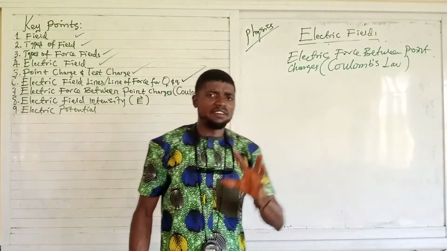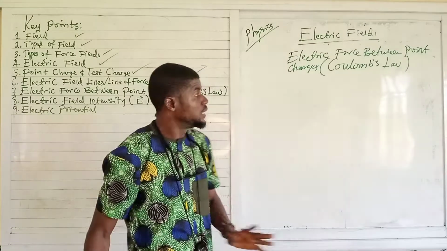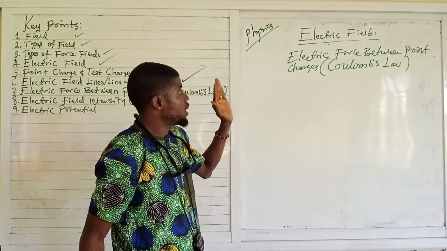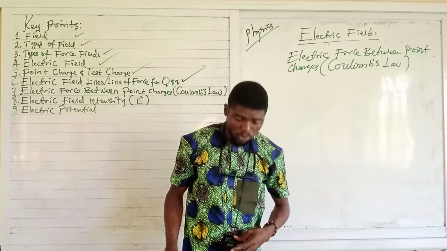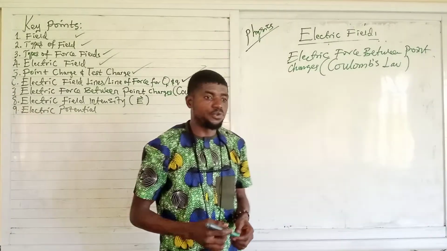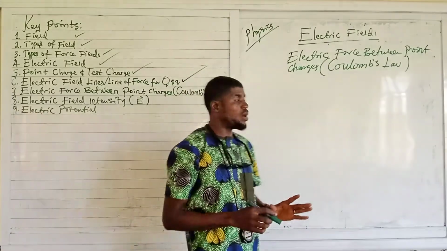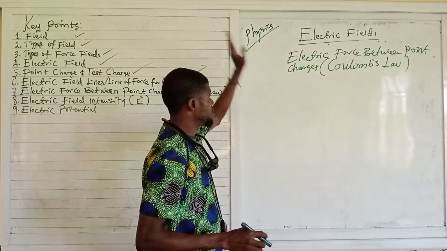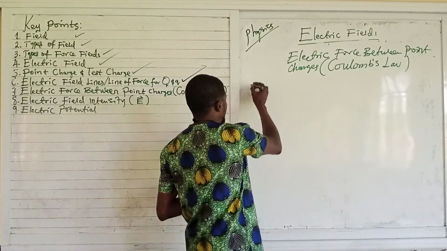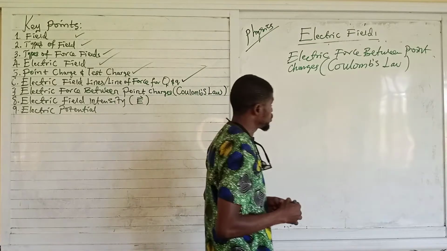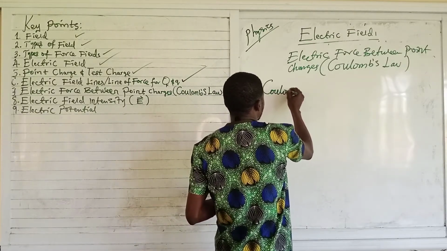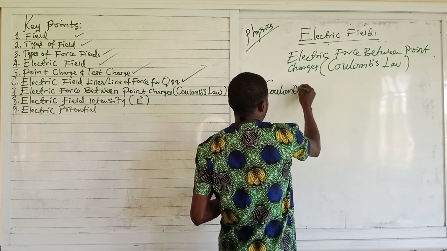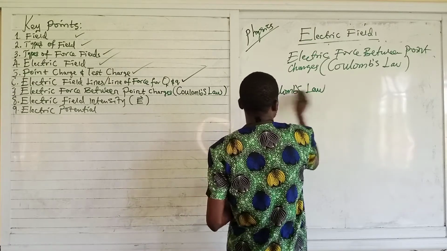If you understand the gravitational field very well, you have no challenge in this topic. What I'm trying to say is that if you understand Newton's law of universal gravitation very well, then you have no challenge in this topic. In this topic, you'll be asked to state Coulomb's law. So how do we state Coulomb's law? So let's write.